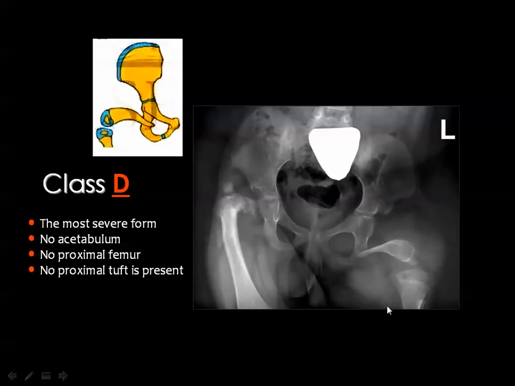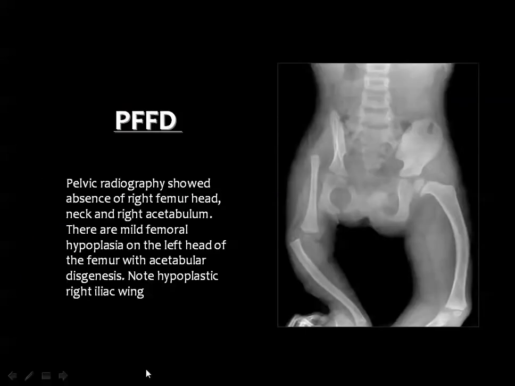In class D, which is the most severe type, there is no acetabulum. The acetabulum is not formed. There is no proximal femur. Only part of the distal femur is present with a pointed or tapered end, as you can see.